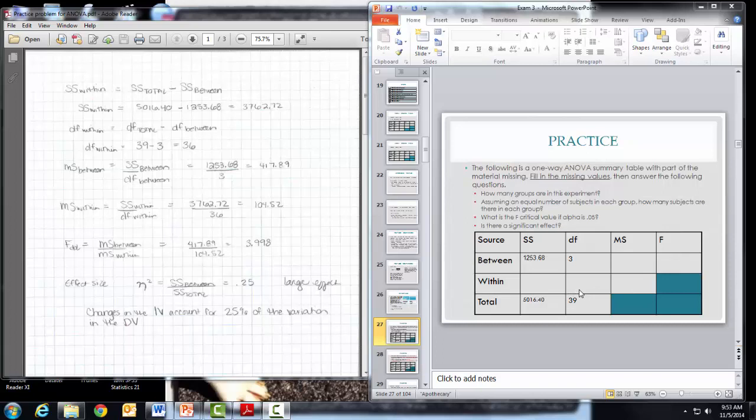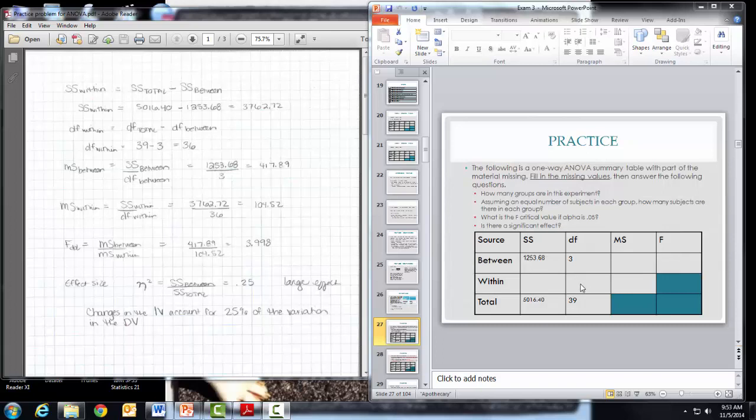Next, we're going to work on degrees of freedom within. And we can figure that out, again, by knowing the relationship between degrees of freedom total and the degrees of freedom between and within. So degrees of freedom total is equal to degrees of freedom between plus degrees of freedom within. Okay, so to figure out our missing value, I'm going to take degrees of freedom within is equal to the total minus between. So we have 39 in total and 3 between, so we end up with 36 degrees of freedom within. And so we can put a 36 into this empty cell here.